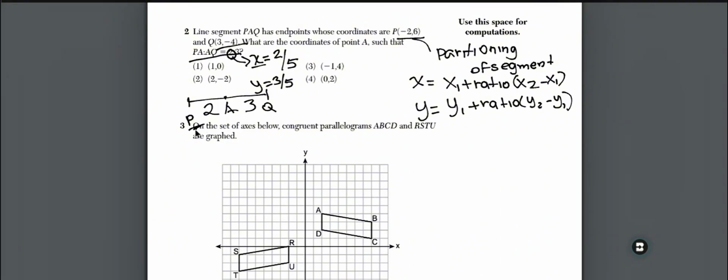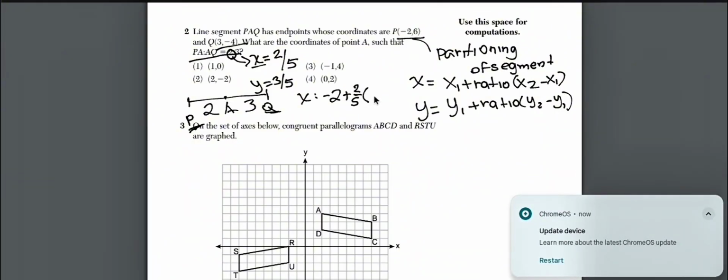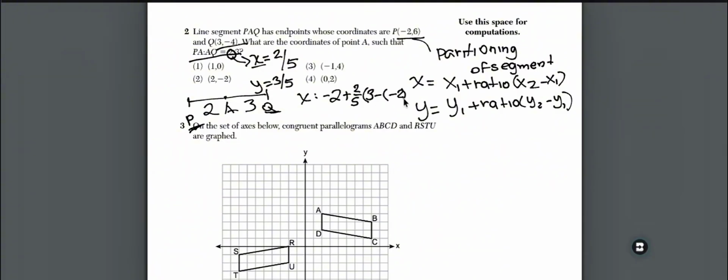So this is my x1 and y1, and this is my x2, y2. So when I go to my x, I'm going to do my x1, which is -2, plus my ratio, which I said is 2 over 5, times my x2, which is 3 minus -2, and please be careful of your signs. So here this simplifies to -2 plus 2/5 times 5, and in the end you get your x to equal 0. That is going to be the value of your x.